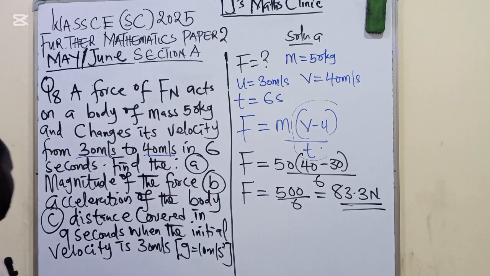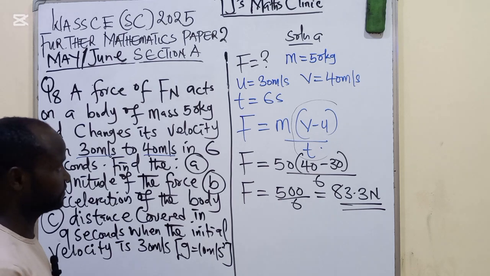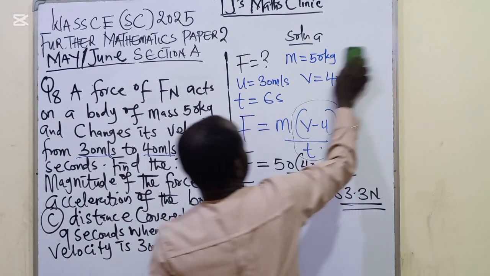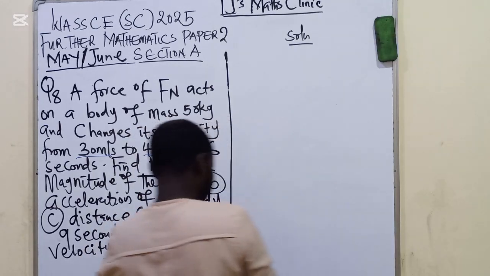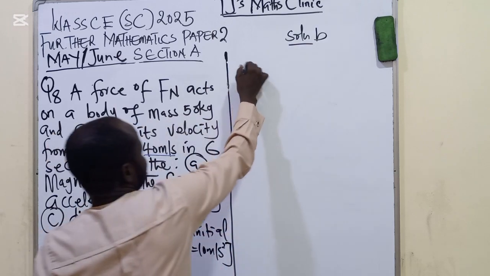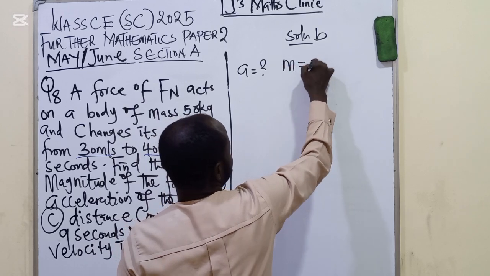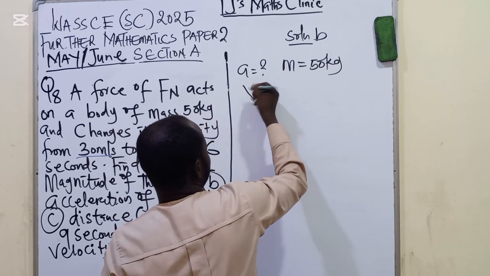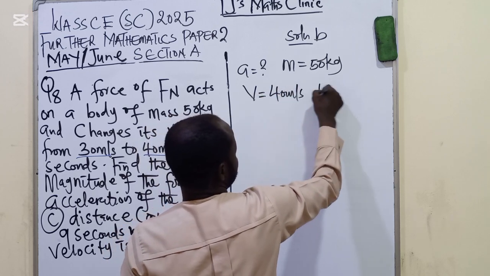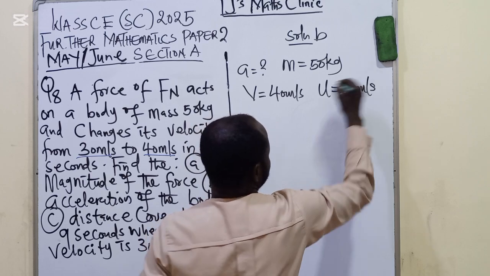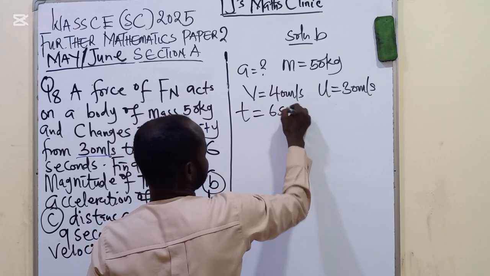Okay, let's move to B. B said acceleration of the body. What will be the acceleration of the body? Very simple. Permit me to clean A so that we can move to B. Solution to B now. We are asked to find acceleration, a is not given. We have our mass M as 50 kg. Then we have V as 40 meter per second. Then U, which is the initial velocity, 30 meter per second. And acceleration, then time t is 6 seconds.